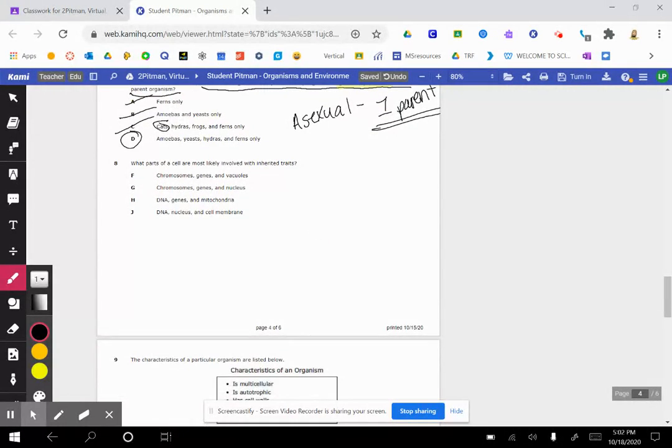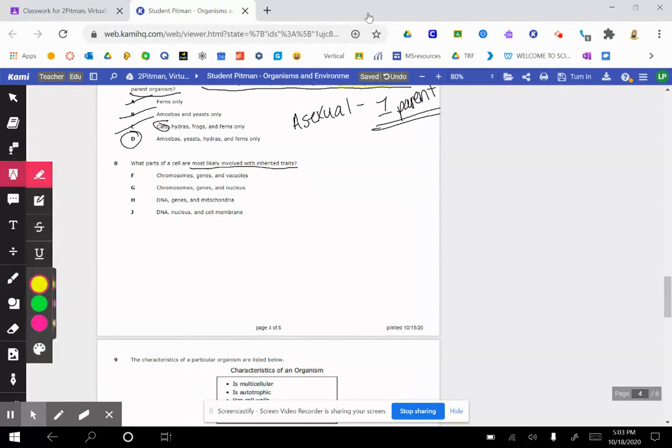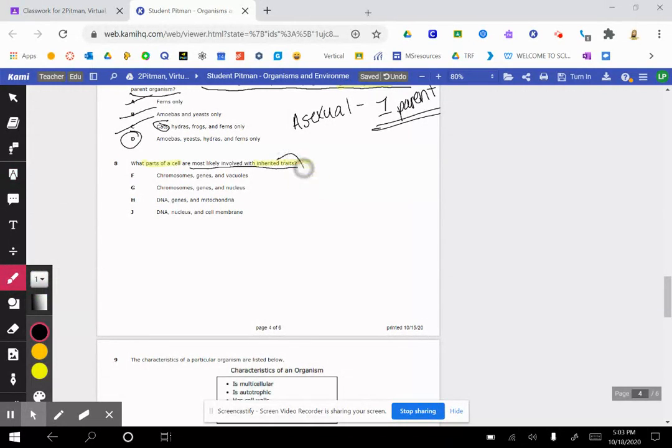Okay, number 8. What parts of a cell are most likely involved with inherited traits? So when I go here, I'm looking for parts of a cell involved with inherited traits. And I'm hoping right off the bat with inherited traits, you're thinking about DNA, okay? Because that's where our traits come from. So I need to look for parts of a cell that have to do with DNA. So I would go through my answer choices like this: chromosomes, yes; genes, yes; vacuoles, no. Vacuoles are for storage.